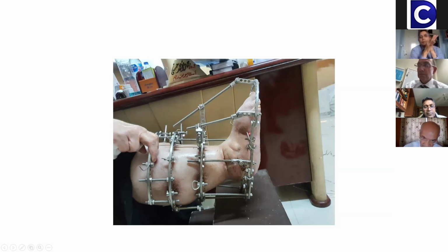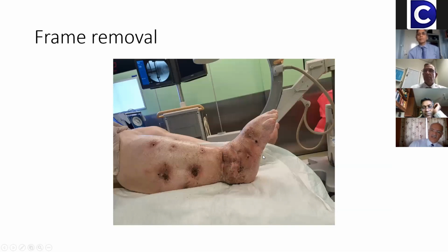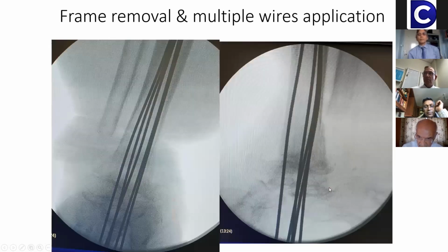And you have 3 levels of fixation. And you have 3 wires each level, 2 hydroxyapatite coated half pins. And this is after removal. You see it's about 90 degrees. Foot. And this is an X-ray picture during removal.